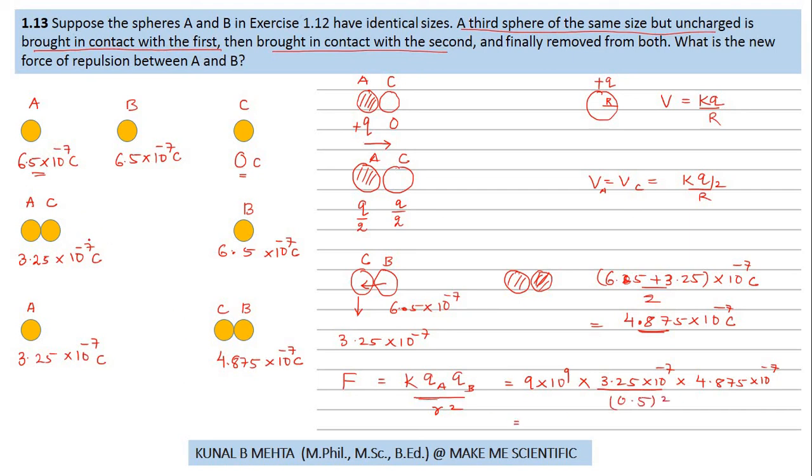Guys, this diagram was just to show you the schematic representation, but we are not changing the distance between A and C. The distance was previously 50 centimeters. After the entire process is over, this distance is still 50 centimeters between A and B. So if you solve it, you will get your answer as 5.7 into 10 raised to minus 3 newton, which is the answer to our problem.